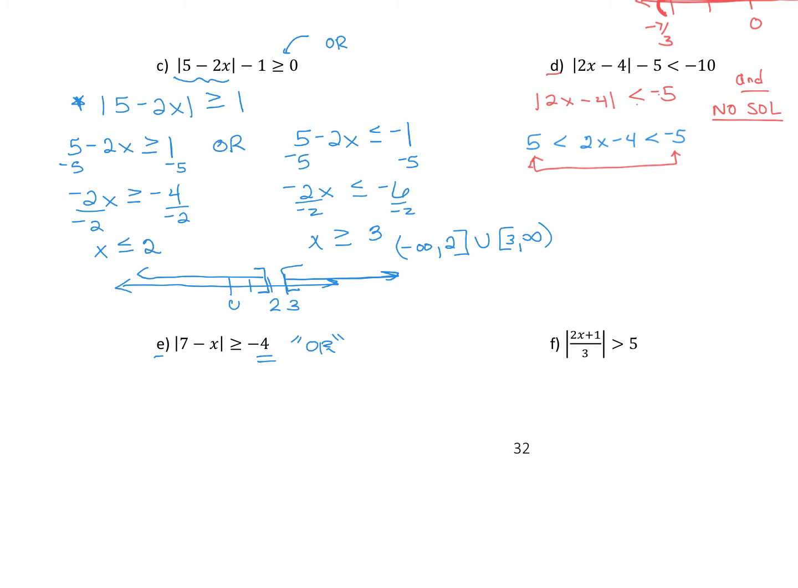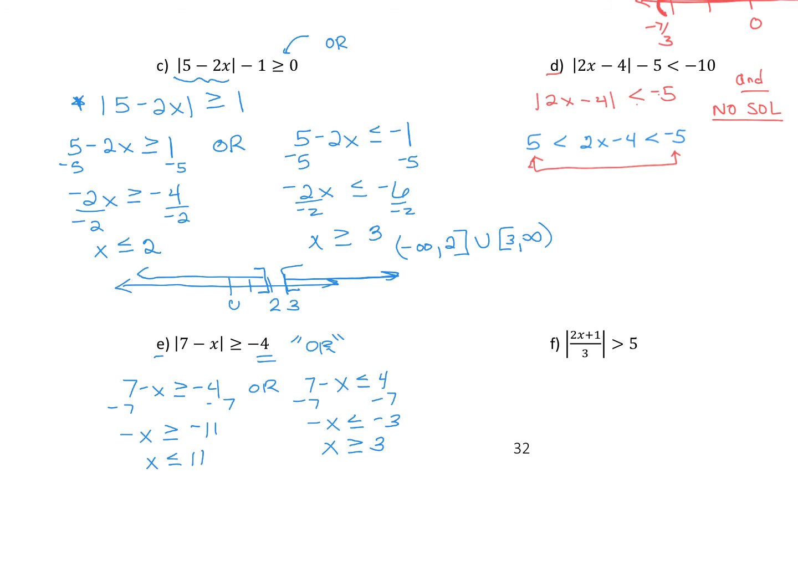So we'll break it up as 7 minus x is greater than or equal to -4, or 7 minus x is less than or equal to 4. If I subtract 7, negative x is greater than or equal to -11, or negative x is less than or equal to -3. Dividing by a negative, we have to switch the direction. So x is less than or equal to 11, or x is greater than or equal to 3.